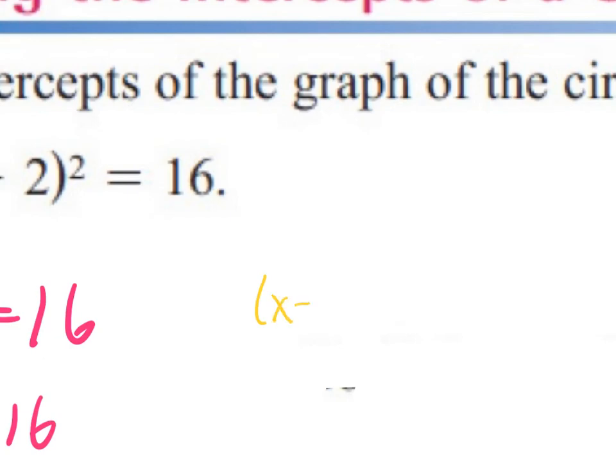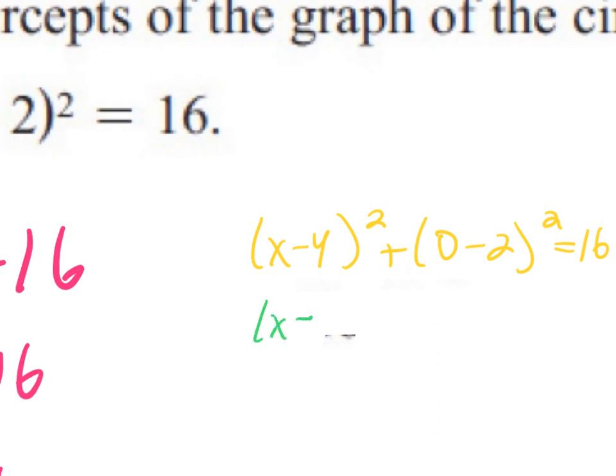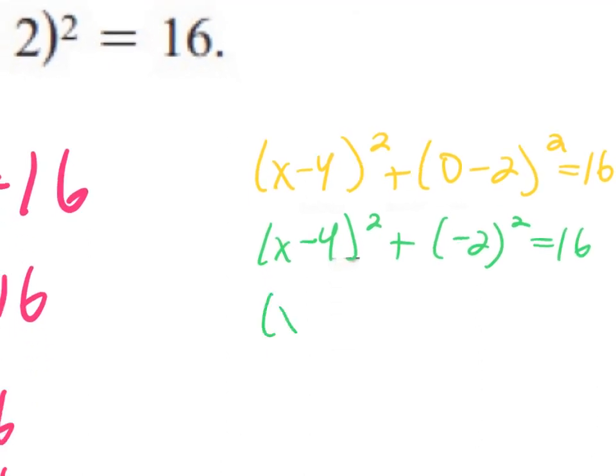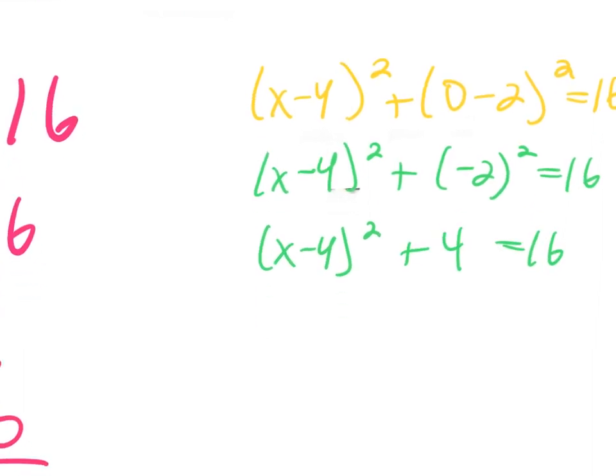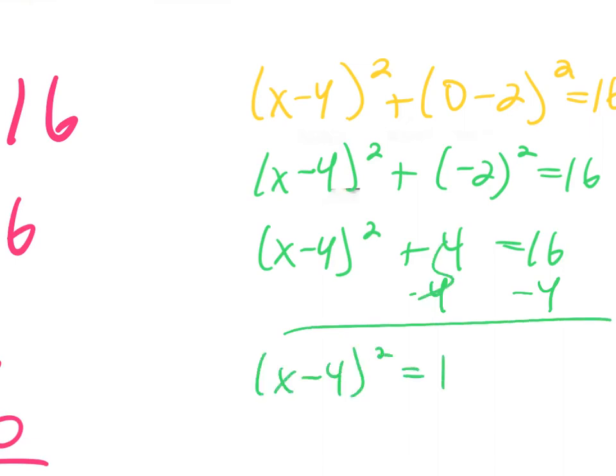So I have x minus 4 quantity squared plus 0 minus 2 quantity squared equals 16. And then we just go through the whole simplifying process. X minus 4 quantity squared plus negative 2 squared equals 16. So x minus 4 quantity squared plus negative 2 squared is 4 equals 16. Subtract 4 from both sides, and I get x minus 4 squared equals 12.